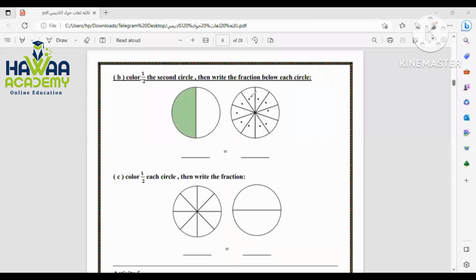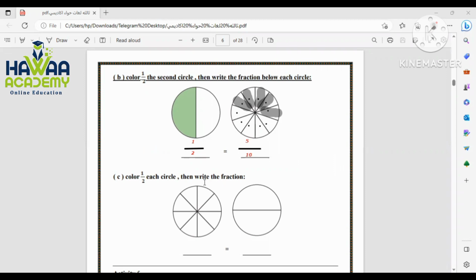5 and 5. Let's color just 5 parts. 1, 2, 3, 4, 5. Like this one. So this will be half, and this will be 5 over 10. 1 over 2, 5 over 10. 5 over 10 equals half.